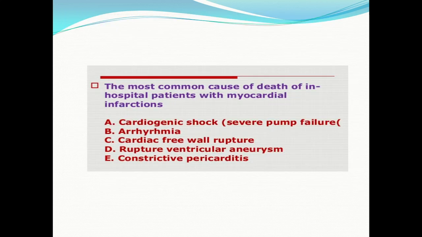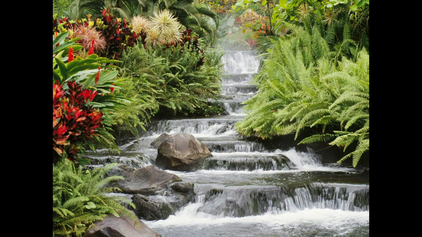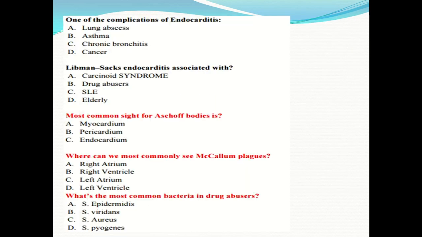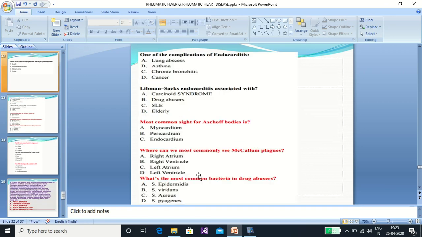The most common cause of death in hospital patients with myocardial infarction: here you can see the most common one is cardiogenic shock because of heart failure. So it's all about rheumatic fever. Now we quickly revise our lecture.